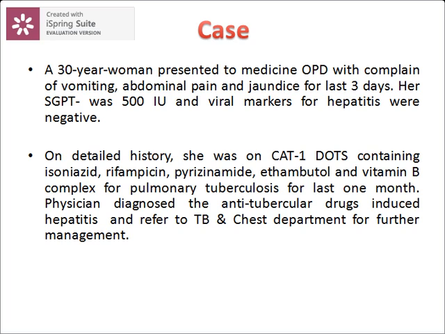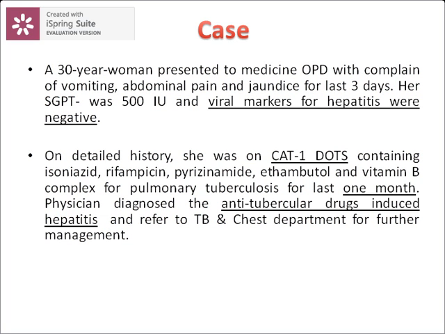Another case scenario: a 30-year-old woman presented to medicine OPD with complaint of vomiting, abdominal pain and jaundice for the last 3 days. Her SGPT was 500 international units and her viral markers for hepatitis were negative. On detailed drug history, she was on category 1 DOTS containing isoniazid, rifampicin, pyrazinamide, ethambutol and vitamin B complex for pulmonary tuberculosis for the last 1 month. The physician diagnosed anti-tubercular drug-induced hepatitis and referred the patient to the TB and chest department for further management.